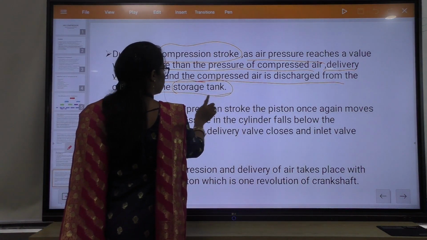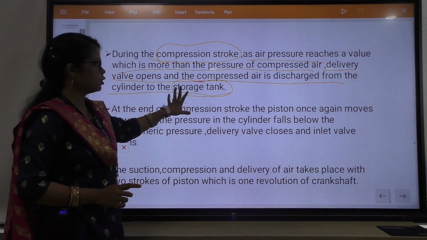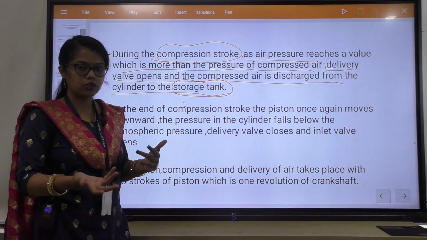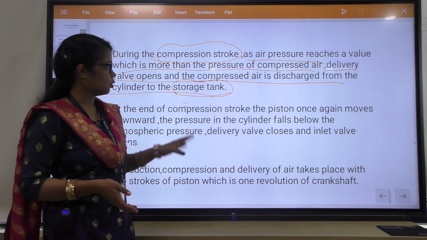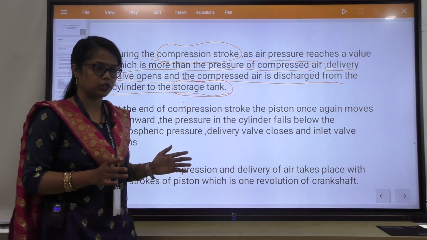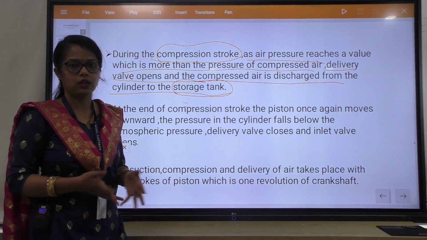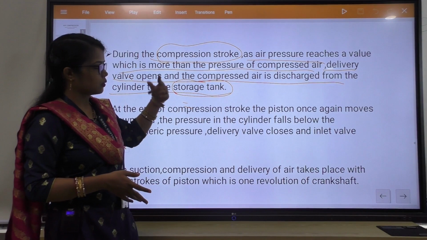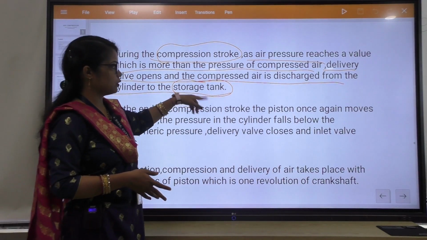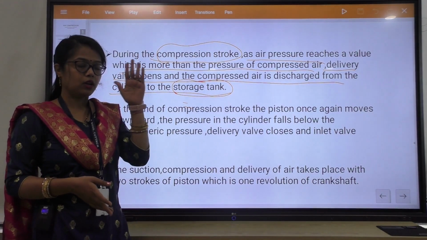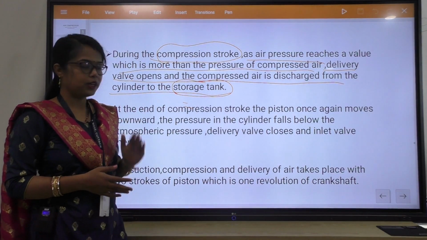Why the storage tank? What is the purpose of the storage tank? The purpose of the storage tank is to store the compressed air for further industrial use. We need to store the compressed air in the storage tank, otherwise it will expand and cannot be used. So from the delivery valve it will be discharged to the storage tank. That is also a process, and it happens at the higher pressure, that is, at the P2 pressure.